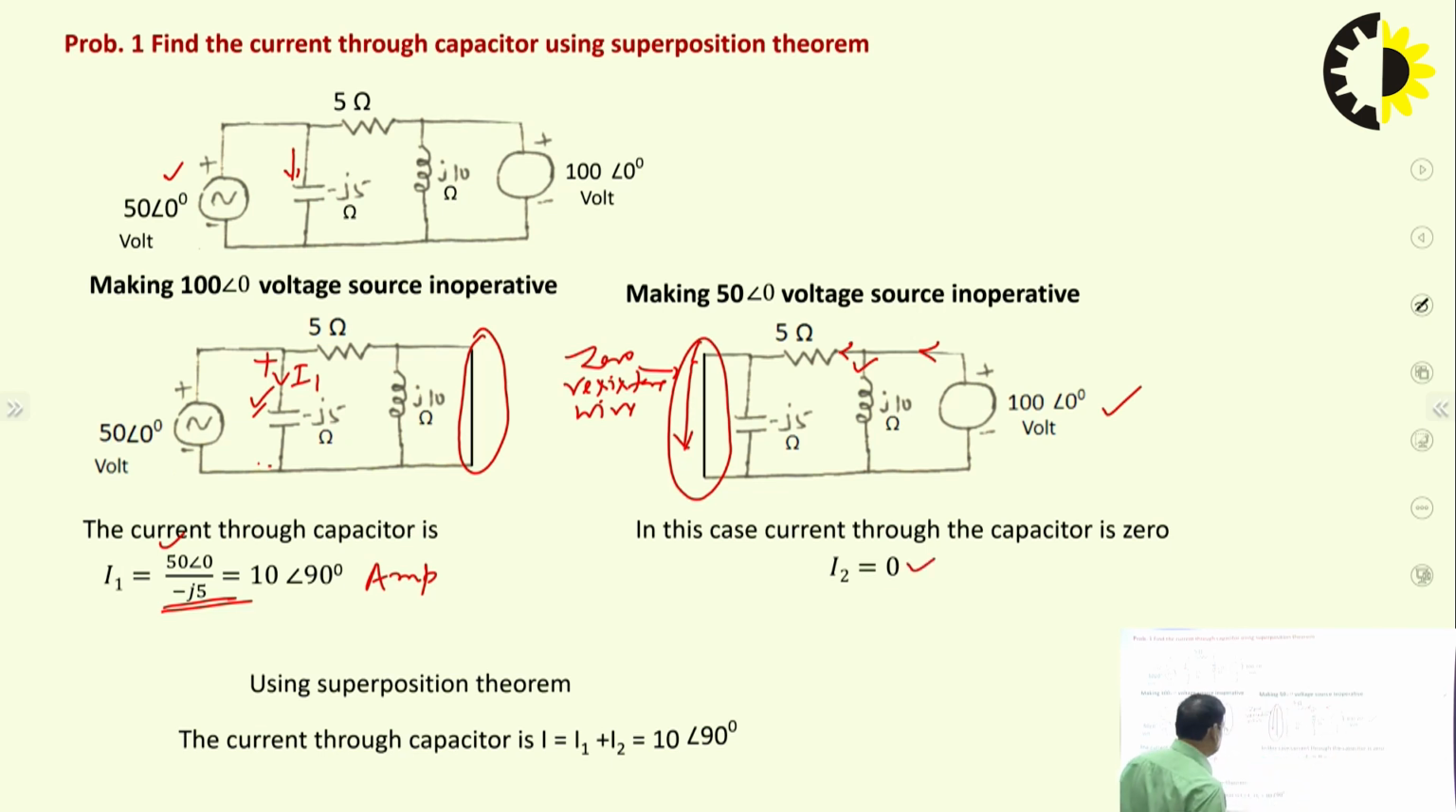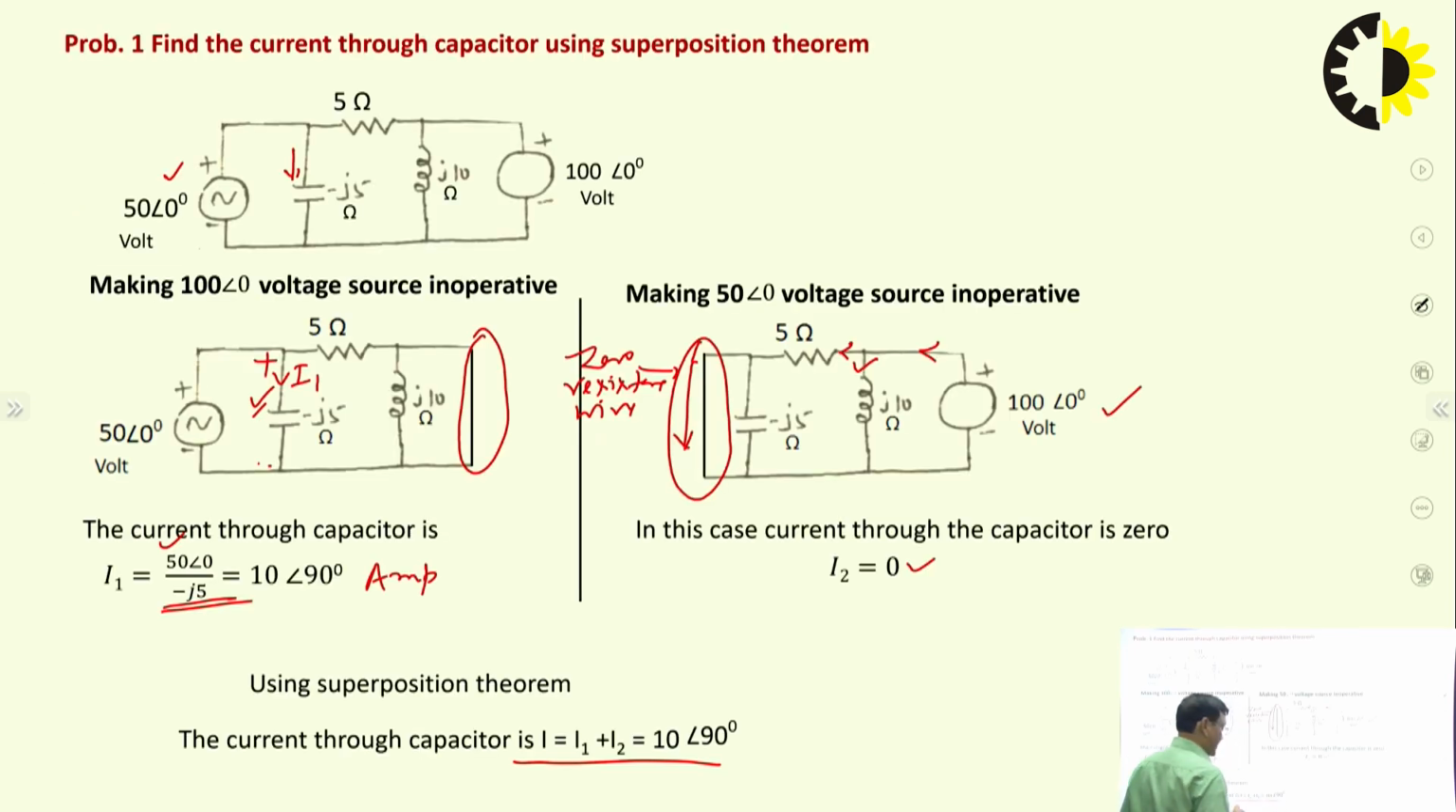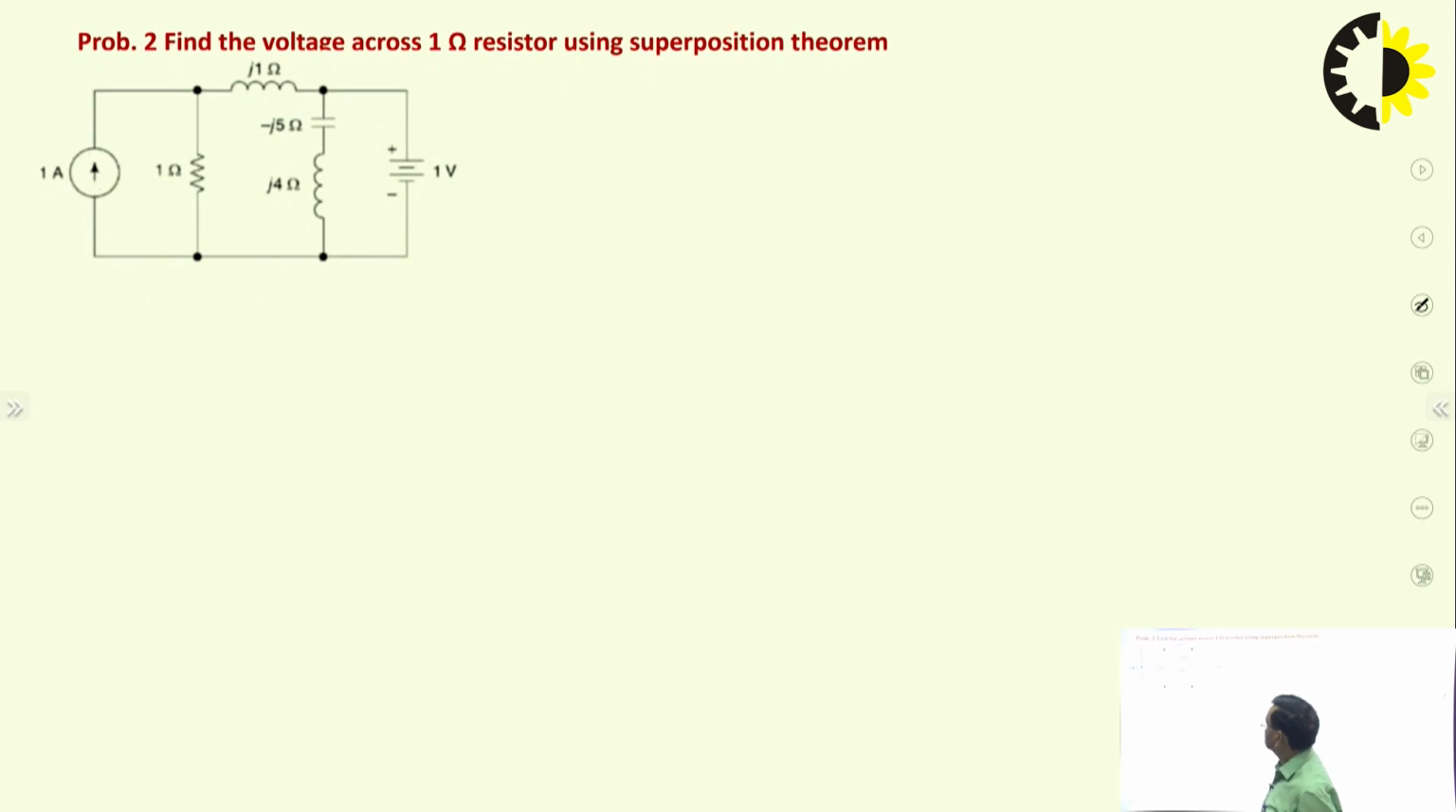So using the superposition theorem, this is I1 plus I2. So it is 10 angle 90 degree ampere. So this is the current flowing through the capacitor. Take another example.